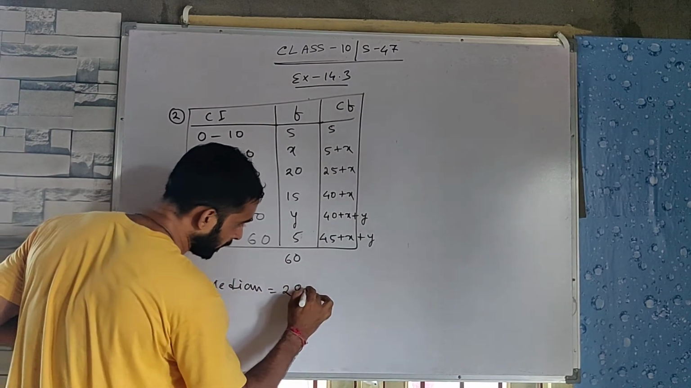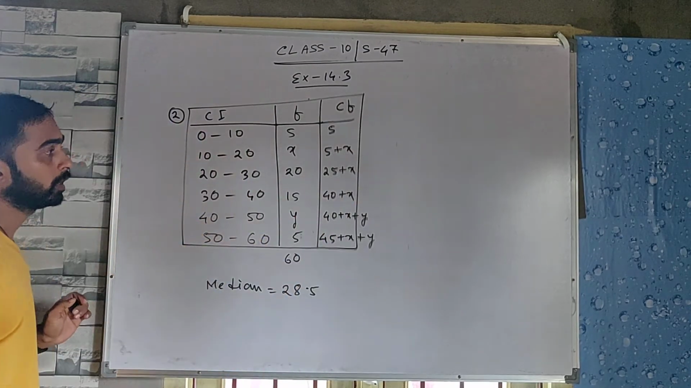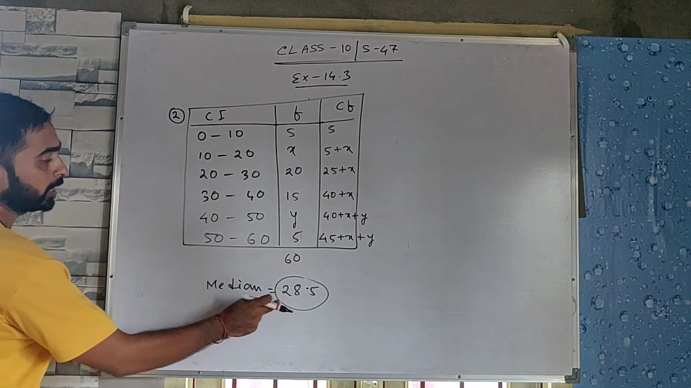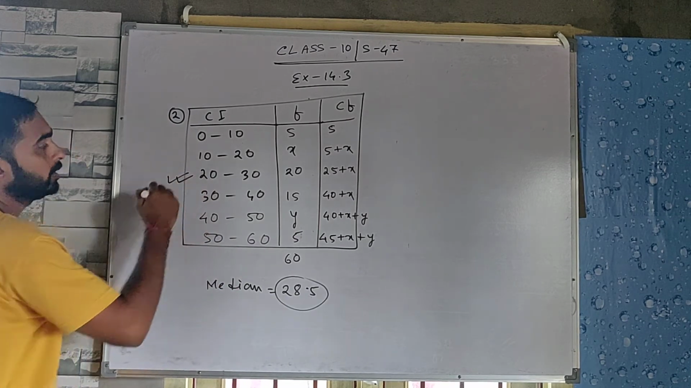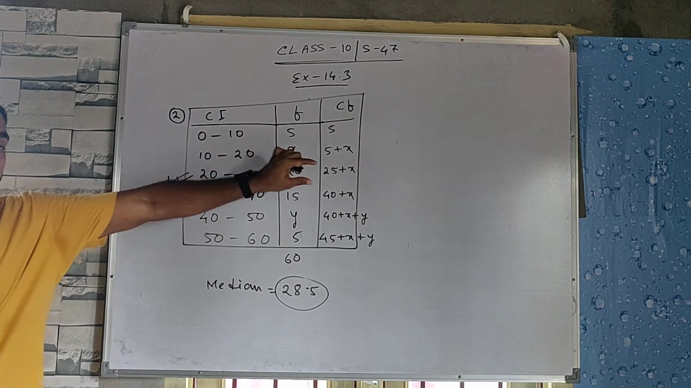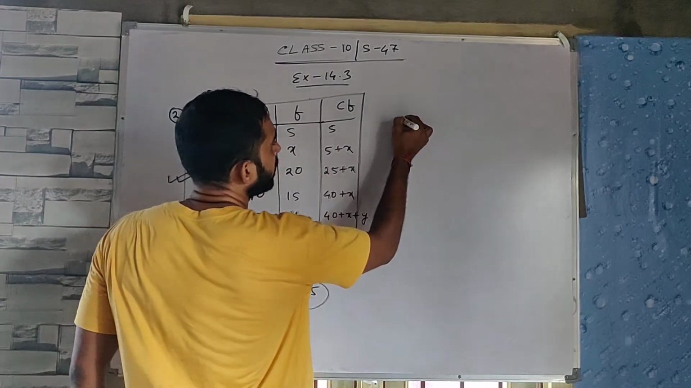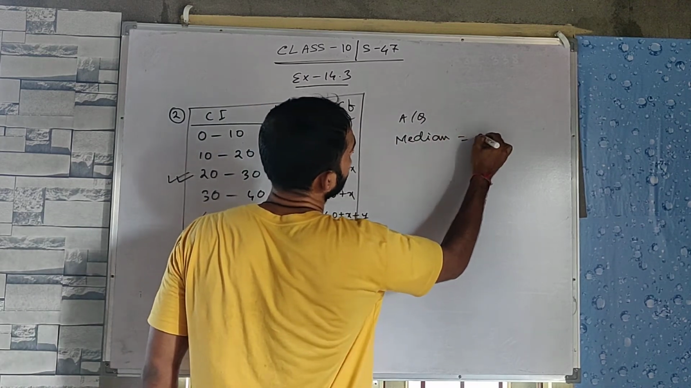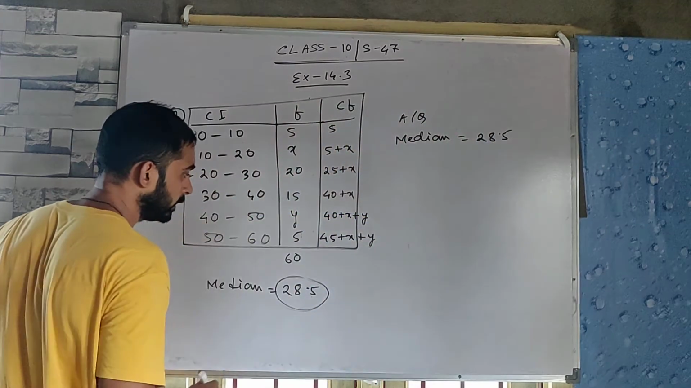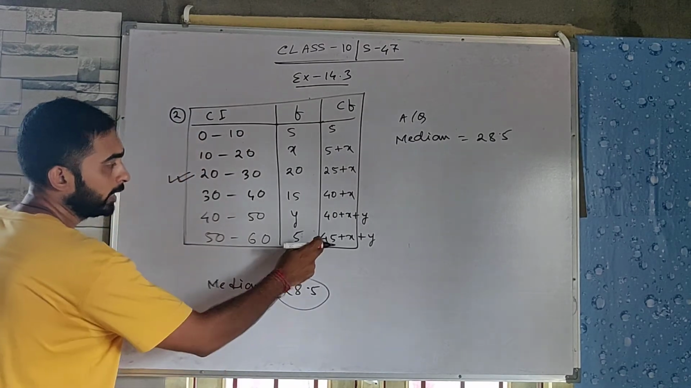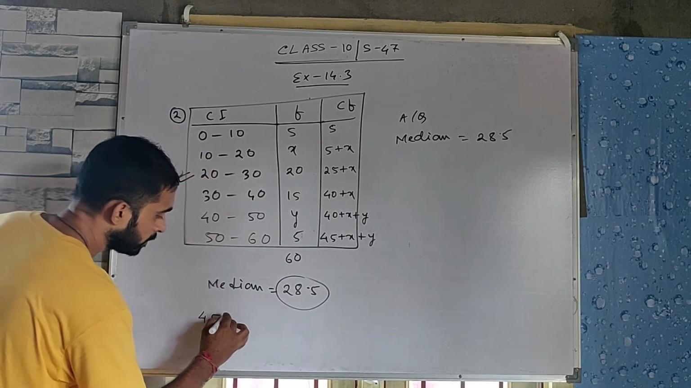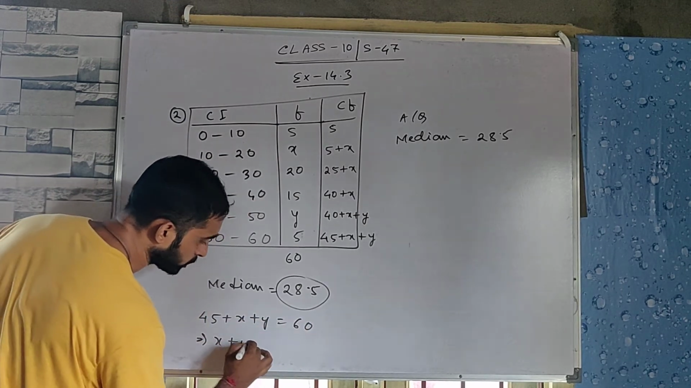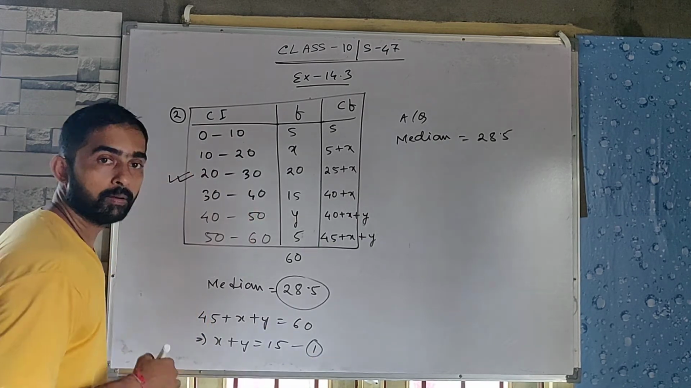The median is given, 28.5. Here x and y are unknown. Now what to check? This number, 28.5, lies between which class interval? It lies between this interval, so we will consider this class interval as the median class. Before that, the total number given is 60, and here the total is 45 plus x plus y equal to 60. So x plus y equal to 15, equation number 1.